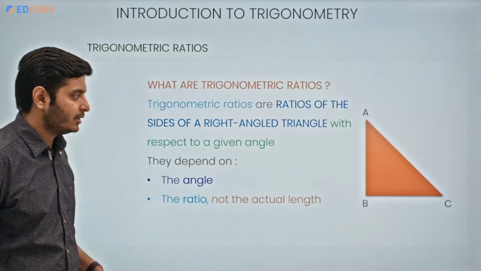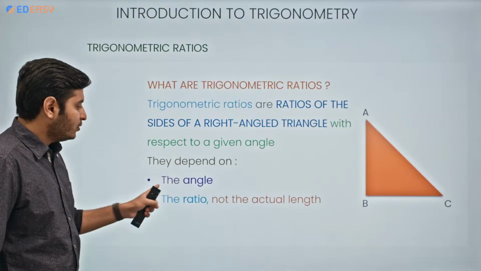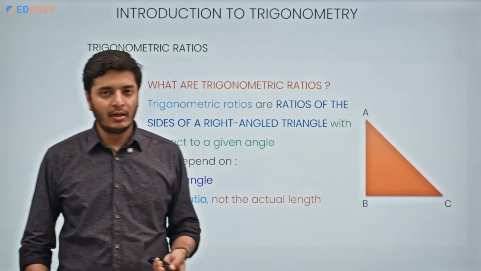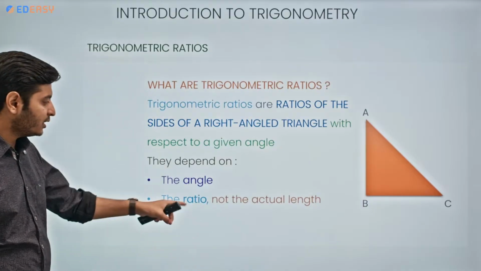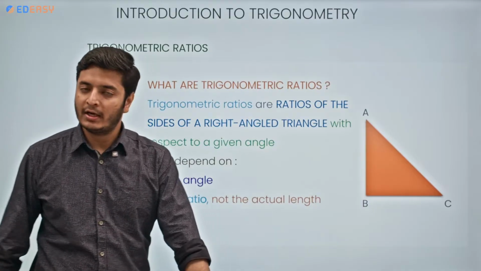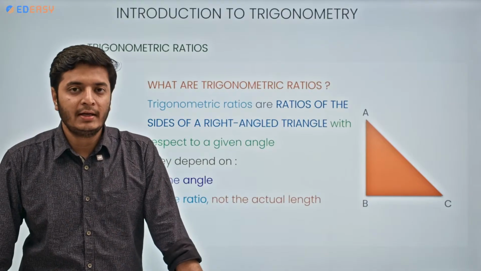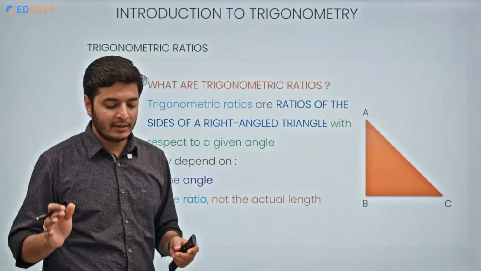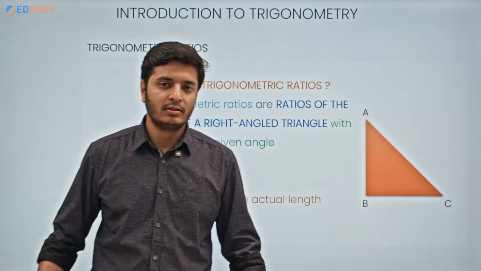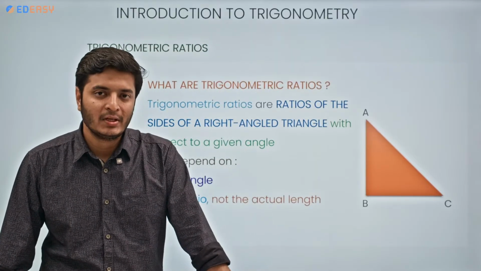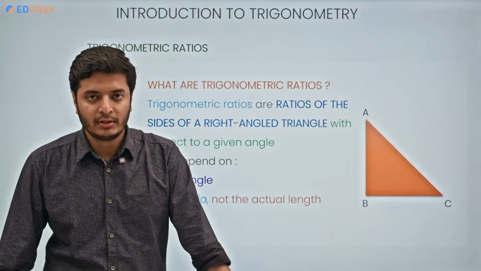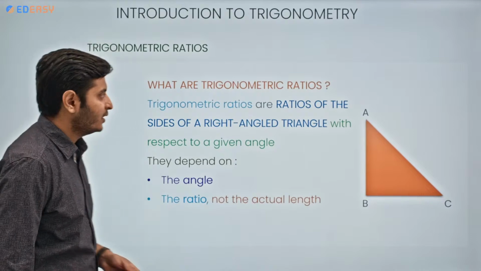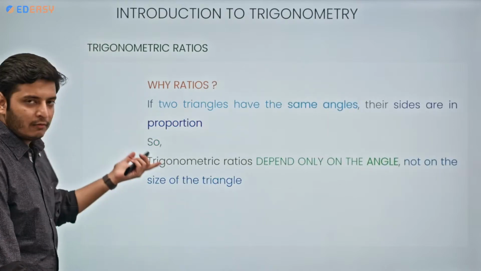I will explain this in detail. They depend on the angle. What is the value of the angle, correct? Then the ratio, not the actual length. I told you the reason behind not using the actual length. If we use actual length, then we need to deal with a very large amount of data, and that will not always be very accurate. So that's why we are going with the ratio. We are going to talk in terms of the ratio of two sides. Now, why ratio?